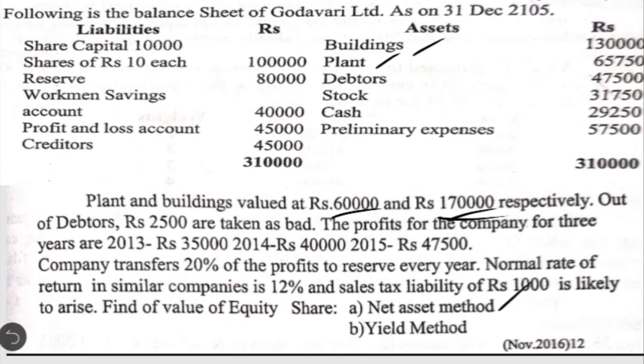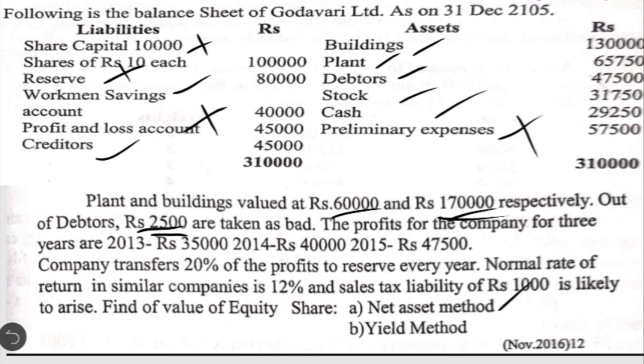So here the building they have given at 1,70,000 present value, plant at 60,000, debtors of book value 47,500, from which we have to deduct the bad debt of 2,500. Then stock we have to consider at book value, cash as it is, and preliminary expenses are not a realizable asset. From this gross market value of various assets we are going to deduct the liabilities to outsiders. Share capital is not a liability, reserves no, workmen savings account yes, profit and loss account no, creditors yes. So these are the liabilities to be deducted.